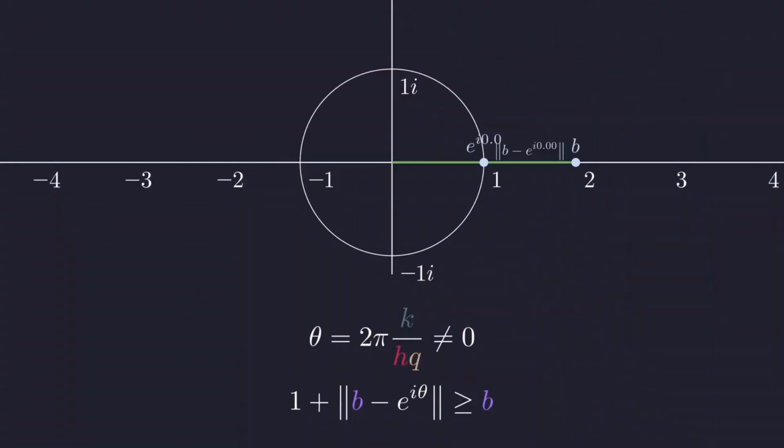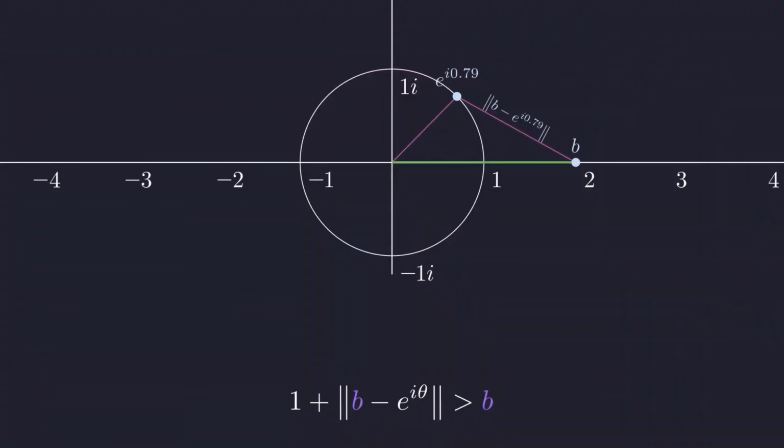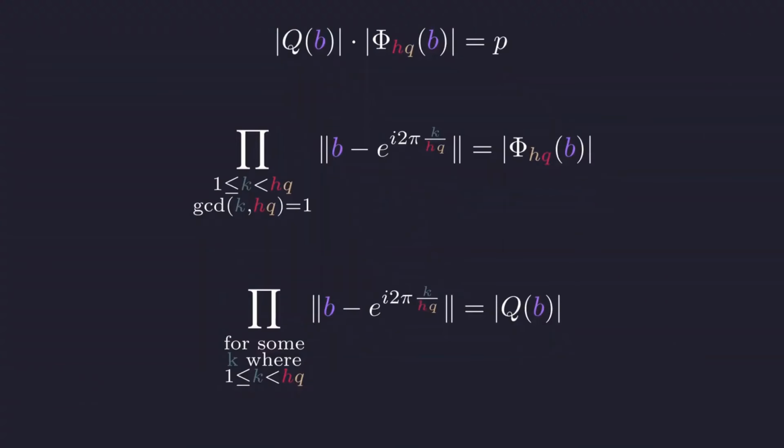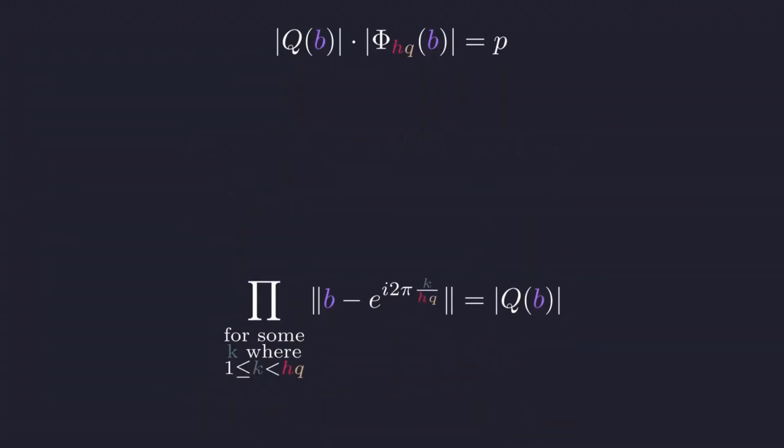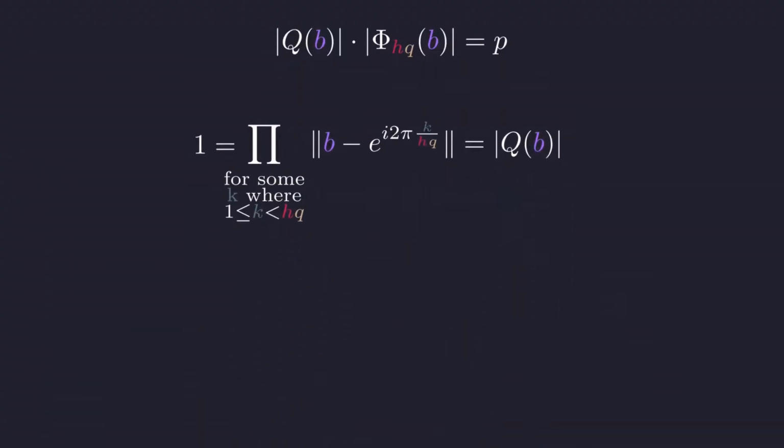But theta is 2 pi k over hq, and since k is between 1 and hq minus 1, this is definitely not 0. That means that our inequality is strict. After shuffling some of the terms around and recalling that b is greater than or equal to 2, we see that the magnitude of b minus e to the 2 pi i k over hq is greater than 1. This means that the absolute value of phi sub hq of x is greater than 1. And so the only possibility is that the absolute value of q of b is 1.